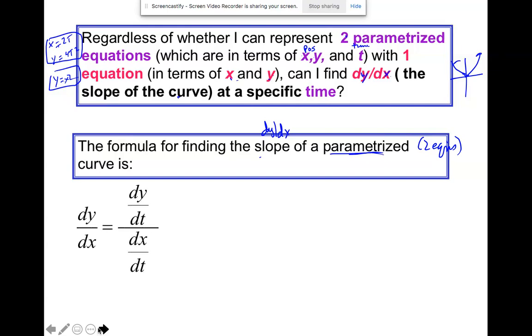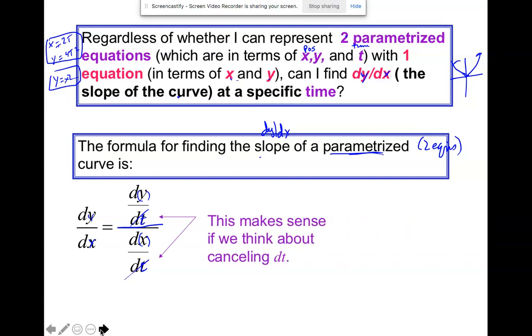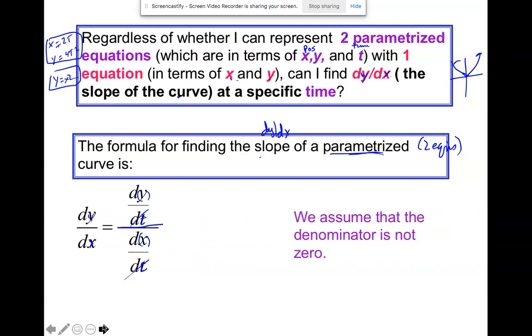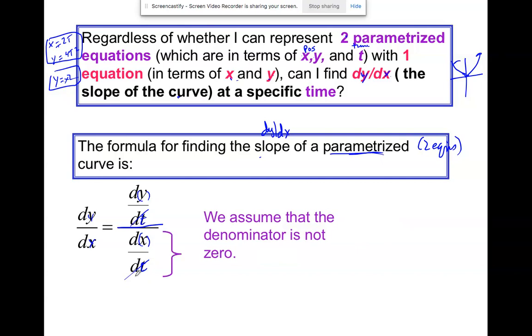We did this in semester 1. The rate of change of y with respect to x is a ratio of the derivative of y with respect to t and the derivative of x with respect to t, and the dt's will cancel out. Assuming that the denominator is not 0. Foreshadowing: what if it is?